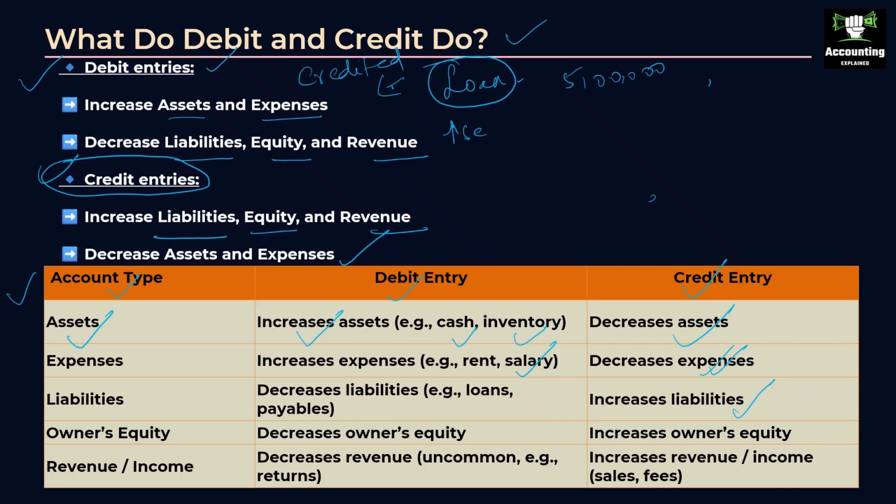When there is decrease in liability, you are going to debit it. Suppose you are going to pay 5 lakh rupees back. Then there is decrease in liabilities. So you are paying the loan account, so your liability is now becoming nil. In that case, loan account has to be debited.